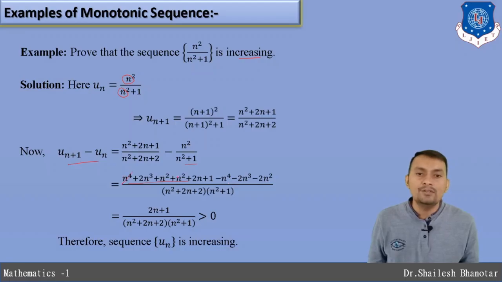But whenever you simplify, n raised to 4 will be cancelled out, this is also going to be cancelled out, so you are left with 2n plus 1 divided by whatever we have in the denominator. But n is running from 1 to infinity, which means this quantity is always positive, that means it is greater than 0, and therefore it is an increasing sequence.